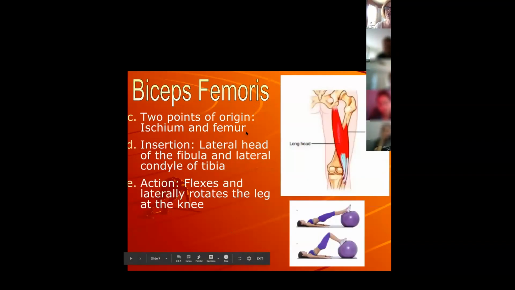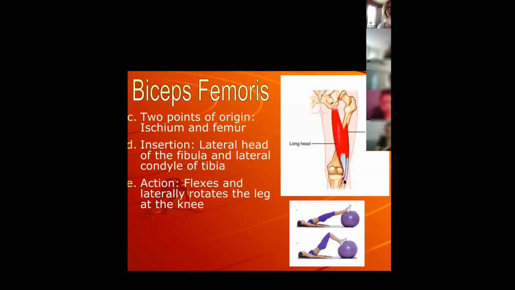So the 2 points of origin, one is on the ischial tuberosity and one is on the femur. I completely tore my muscle off of the ischial tuberosity. They had to screw it back on. That's my lovely story about the biceps femoris. It inserts on the lateral side of our tibia and fibula.